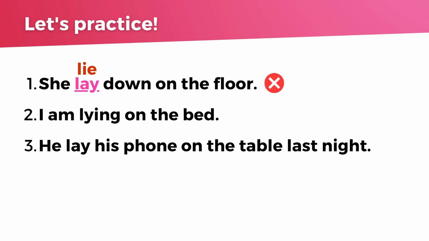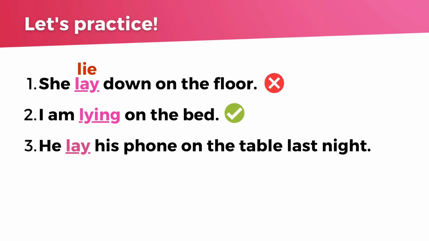How about in number 2, I am lying on the bed. Is this sentence correct? Yes, it is. This means that a speaker is reclining on the bed, not placing something on it. And number 3, he lay his phone on the table last night. Is this sentence correct? No, it is not.